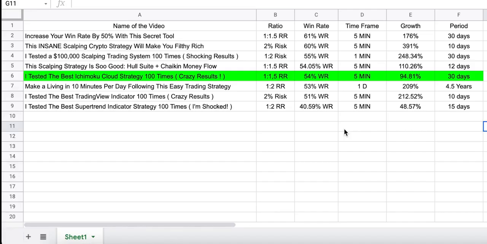Okay, so our Ichimoku strategy is on 5th place in terms of win rate. Like I said, 54% is really high. And in terms of account growth, this strategy is on 6th place, mainly because it's less risky and more consistent.